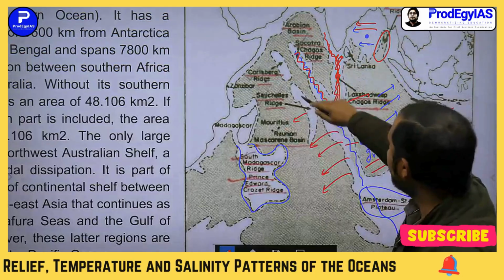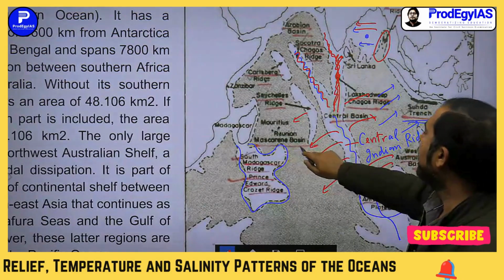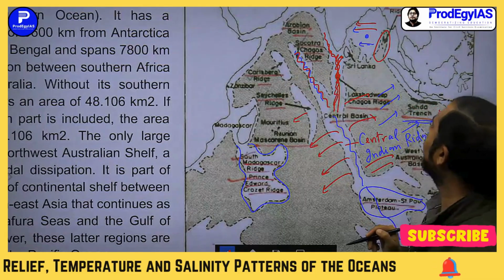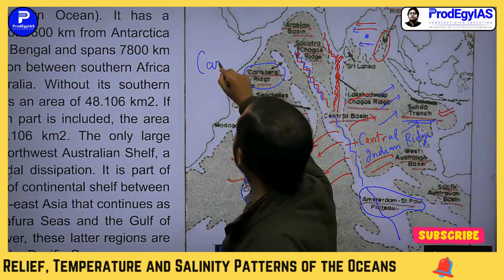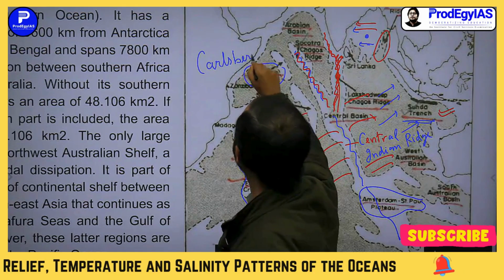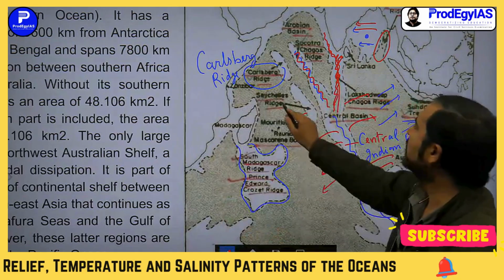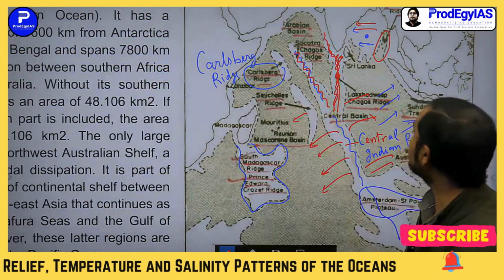This small part is Chagos's ridge. This is Reunion, Mascarene ridge. This is the Saya de Malha ridge. Okay. It is not visible. This is Chagos's ridge. The Chagos islands are parts of this ridge system.